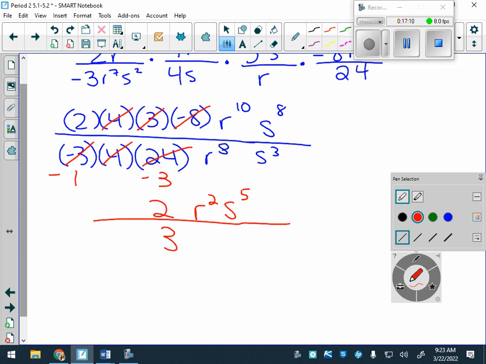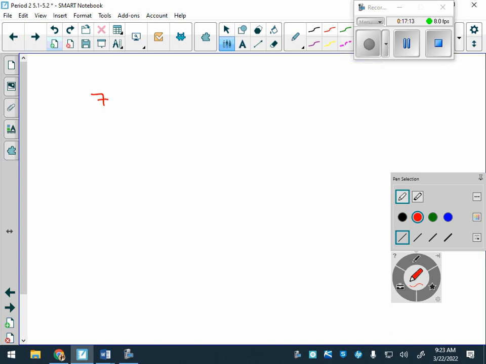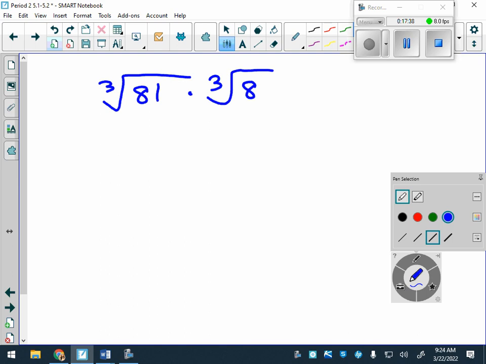41? The one that I crossed out and says 41, right? Okay. This one or the other one? It's okay. All right. 81 over 8 over cube root of 3. Okay.